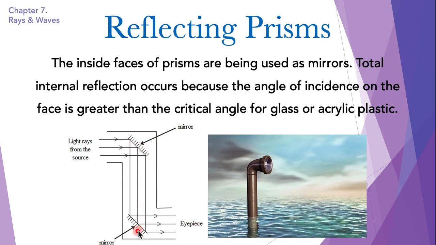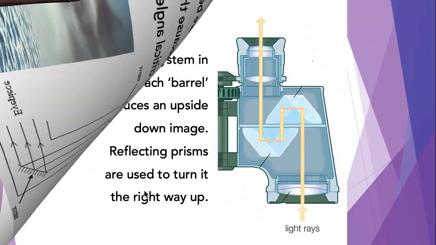So using mirrors or prisms, light gets total internally reflected like this. This is one example, the periscope. We have another example, which is the binoculars.